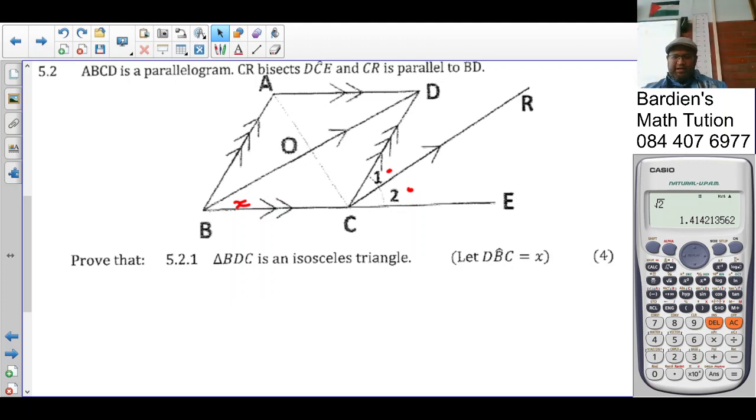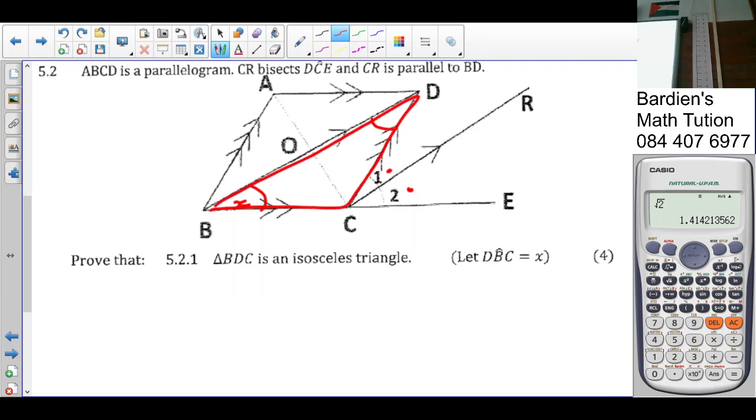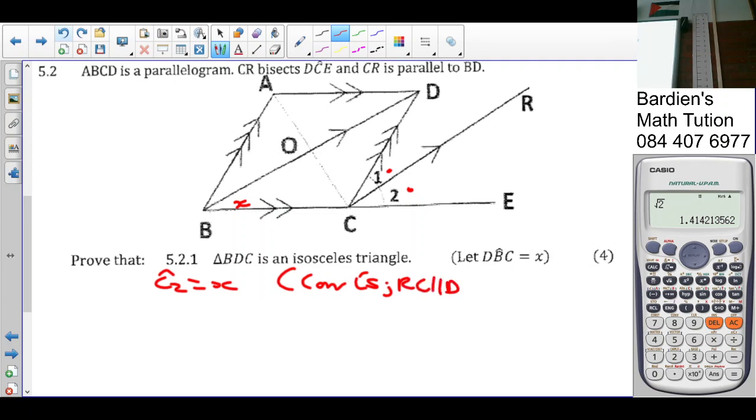Alright, so as promised, let's just wrap this up. If this is x, and to prove this is an isosceles triangle, we have to prove that this is x. Of course you won't be able to go straight into concluding that it's x. So the corresponding angles are equal. This angle and that angle are equal, so angle C2 will be equal to x, corresponding angles, with RC being parallel to DB.